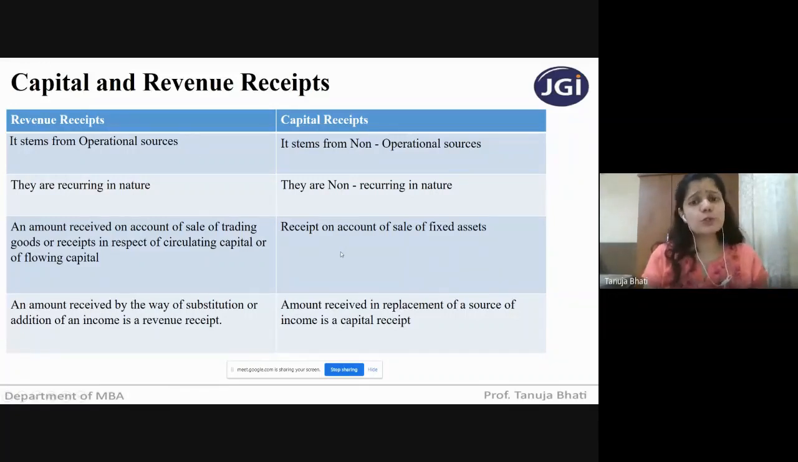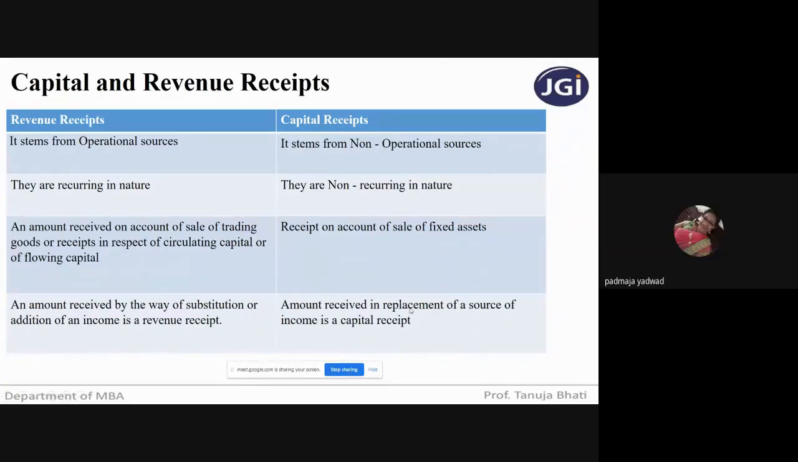These are just the parameters based on which you can identify whether a particular receipt is a revenue receipt or a capital receipt. So have you all understood this particular slide? Yes, students? Yes, yes, ma'am. Understood.